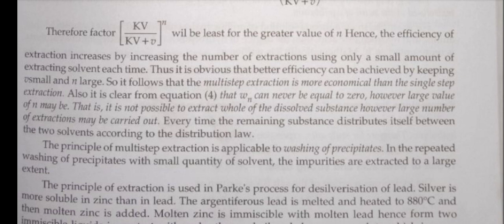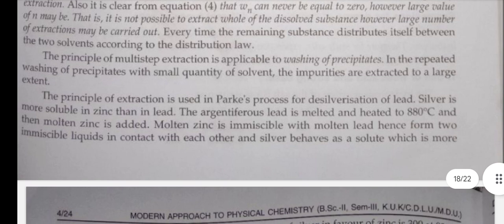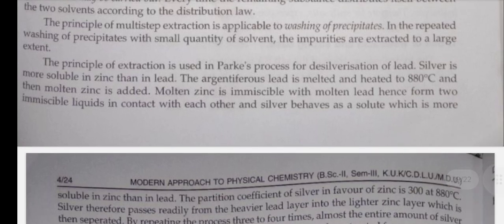Also, it is clear from equation 4 that Wn can never be equal to 0, however large the value of n may be. That is, it is not possible to extract the whole of the dissolved substance, however large the number of extractions carried out. Every time, the remaining substance distributes itself between the two solvents according to the distribution law. The principle of multi-step extraction is applicable to the washing of precipitates. In the repeated washing of precipitates with a small quantity of solvent, the impurities are extracted to a large extent.